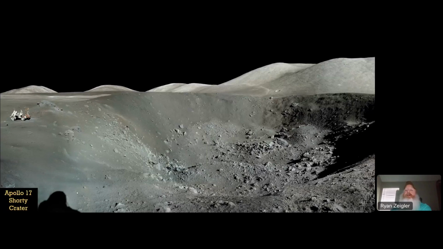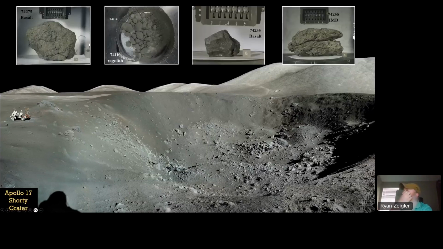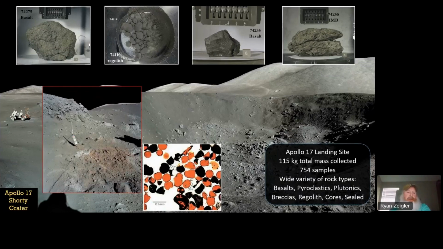And probably the prettiest one to look at, and maybe the most important, we can argue about that, is here at Shorty Crater at Station 4, where you have this really nice, young, sharp crater. They collected a fair number of samples here. You can see some basalts, you can see some regolith samples. What really set this apart was, of course, that this is where the orange soil was found. You had the pyroclastic glass beads that were part of the basaltic valley floor.